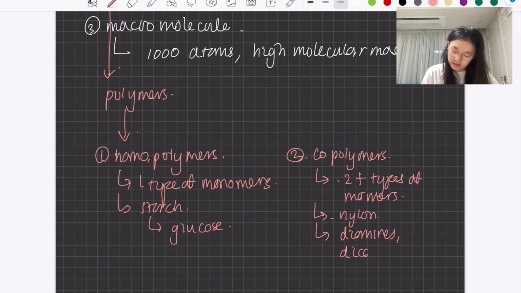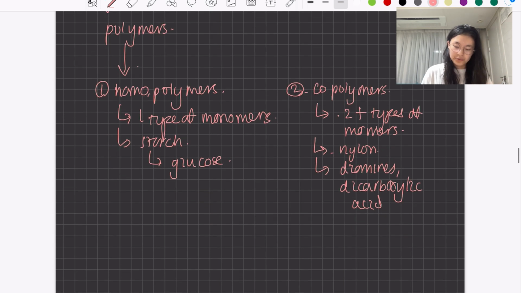diamines and dicarboxylic acid molecules. So we would say that nylon is an example of a copolymer because it has two or more types of monomers. But for homopolymers, we would say that starch is an example because it's only composed of one type of monomer, which is, in this case, glucose.